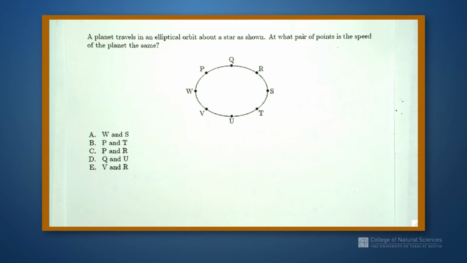So this is another orbit problem. Chances are we're going to be dealing with Kepler's laws, because those are the ones that tend to give us really nice, easy answers. And it says that a planet is traveling in an elliptical orbit around a star as shown. What pair of points is the speed of the planet the same?